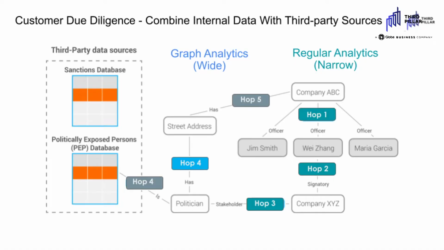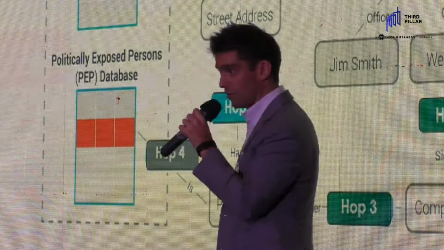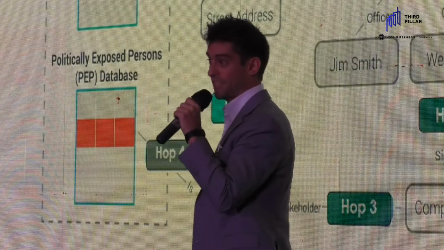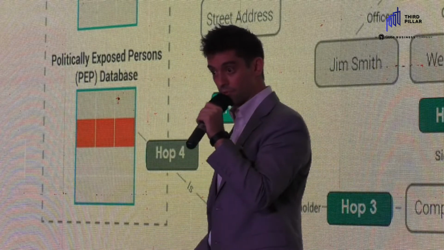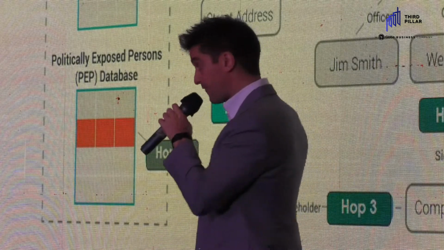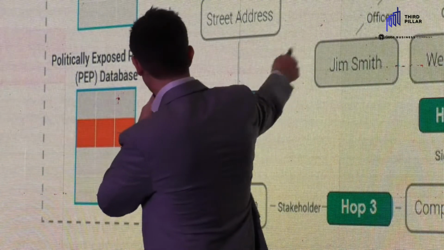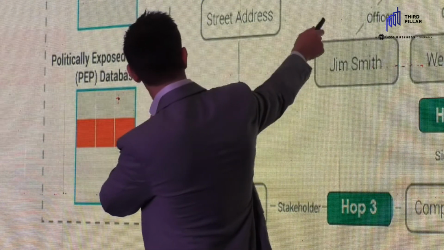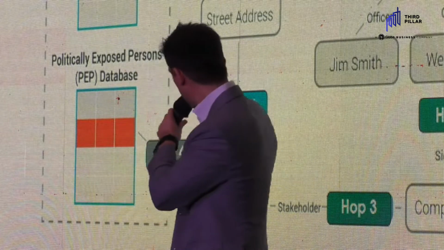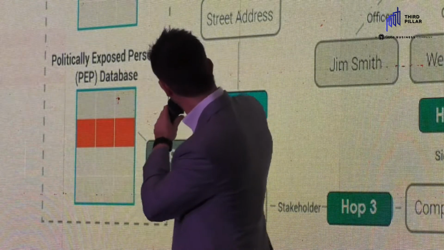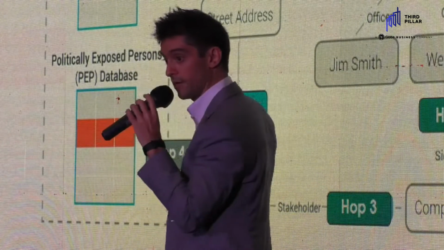Another one, customer due diligence. So another classic situation: you're going to have certain lists that you need to check, and those lists will actually be going to a company here or there. Now, obviously, you can only do a direct check. You cannot go further down the road. Now, when you have graph, you can go through this network and identify that the company is connected to a politician who also has an address that goes back to the same company.